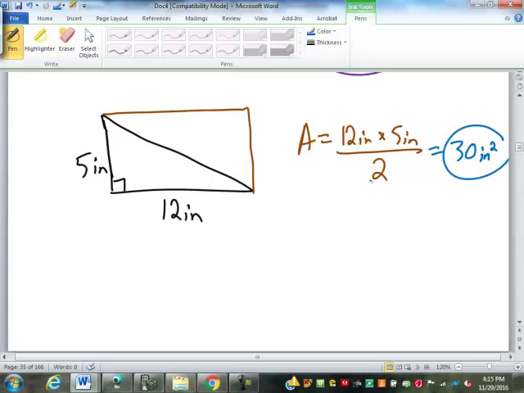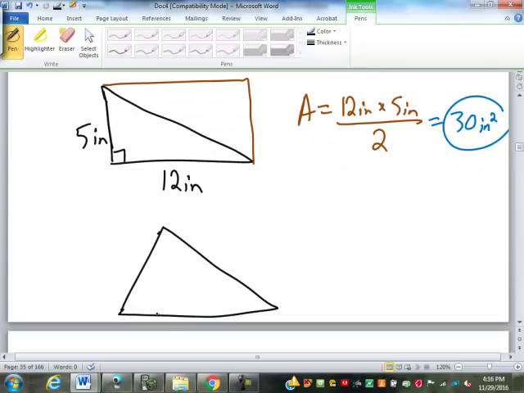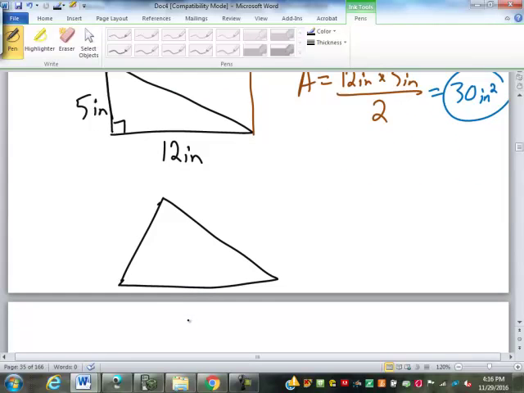12 inches times 5 inches is 60 square inches. Divided by 2 is 30 square inches. So the area of a triangle is always half of the related rectangle. Now here the triangle is a right triangle, but it doesn't have to be. This one looks like it's close to a right triangle, but it's not. I'll tell you that. And let's say that this is 30 feet here.